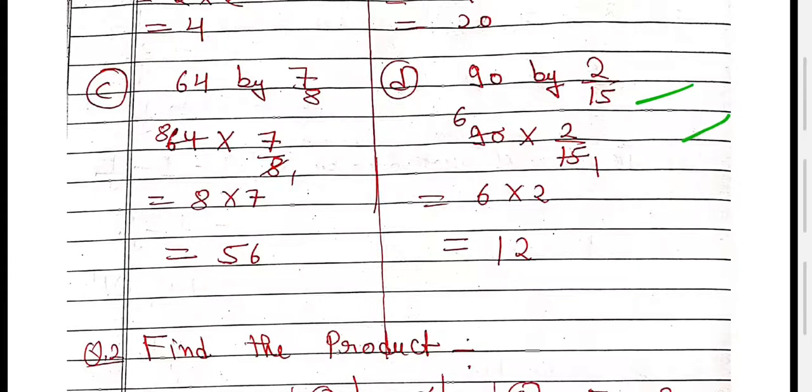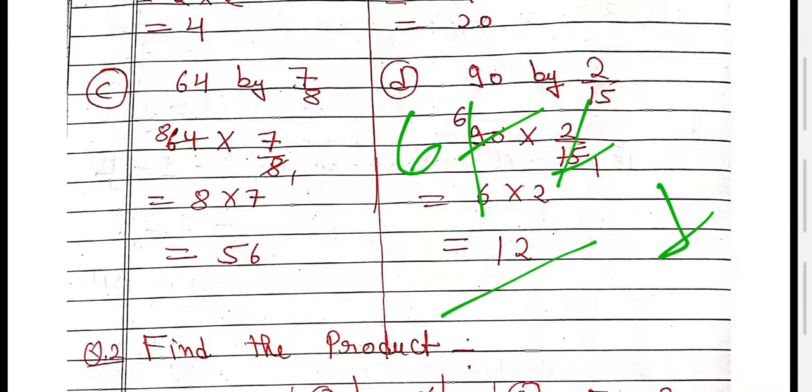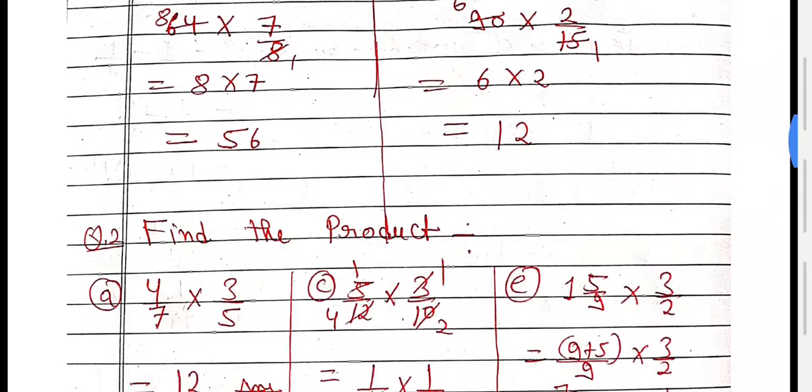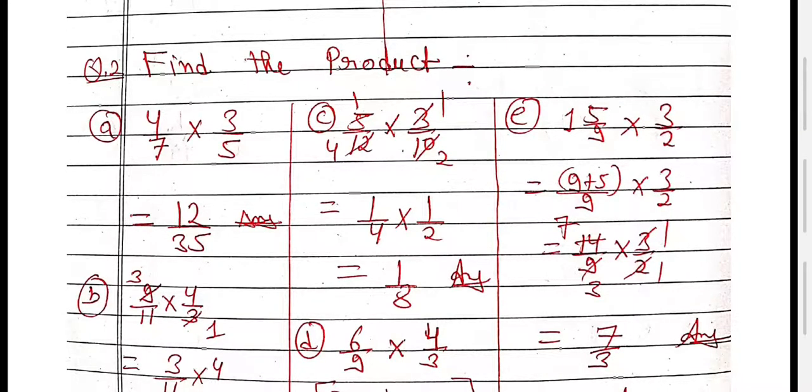90 by 2 by 15. Then write 90 as it is. By multiply, then 2 by 15. Now cut: 15 1 is 15, 15 6s are 90. Now remaining here 6 and 2. Then 6 into 2, what you will get? 12. 12 is your answer. Now come on second part question.